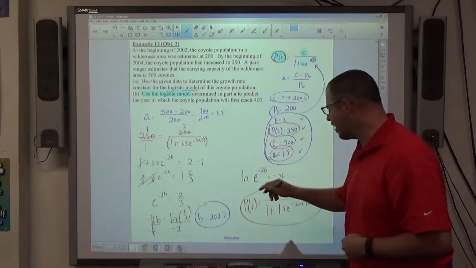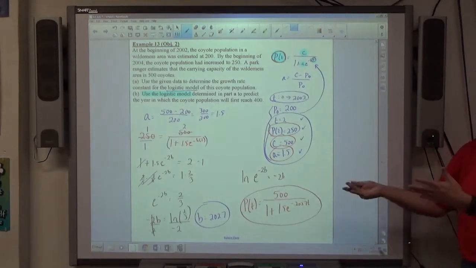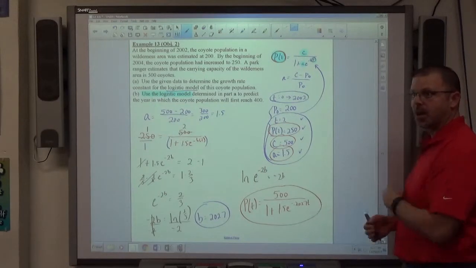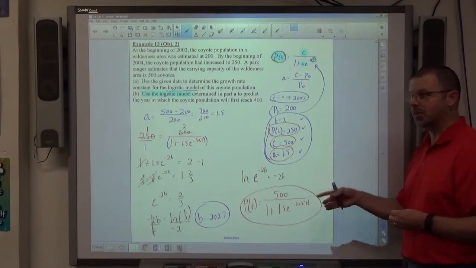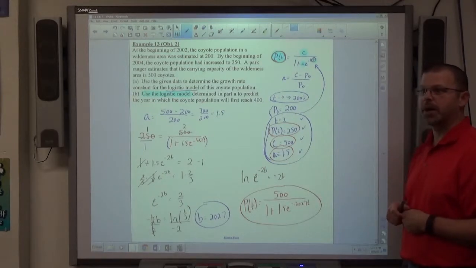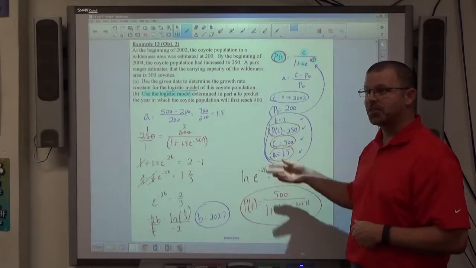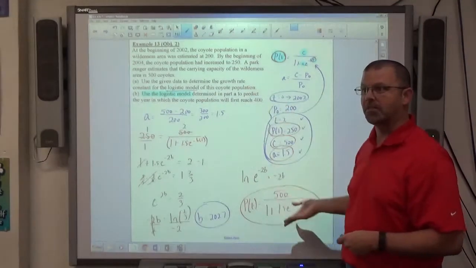That's the logistic model. That's what they usually ask for. In this case, they just ask for the growth constant, but they usually say, what's the logistic model? On the test, the problem that involves this, I ask for the logistic model in part A. I can't do part B without this anyway, so even though they didn't ask for it, I have to find it anyway.